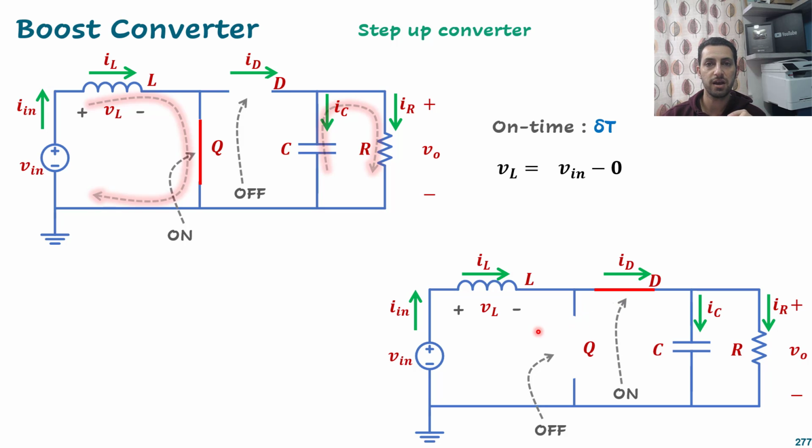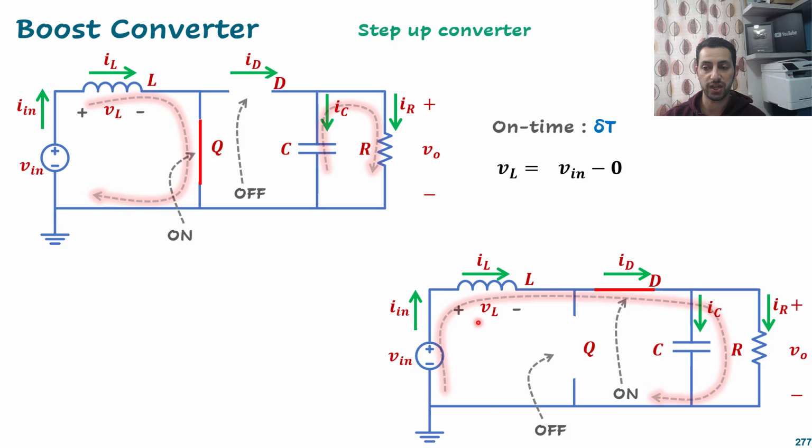Now, what is the current flow? I think the current will go from the source, through the inductor, through the diode, and now supplying the capacitor and also the load. Okay, so it will be separated here and then combined there and go to this circuit.